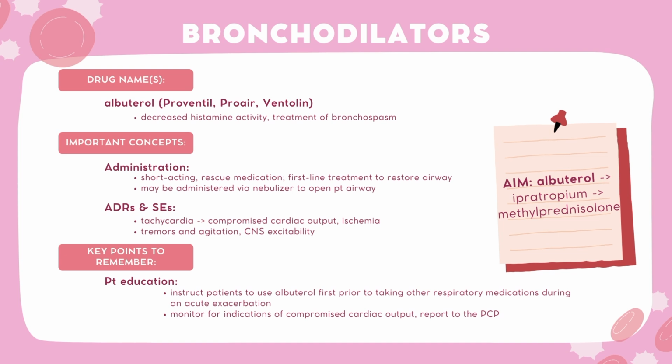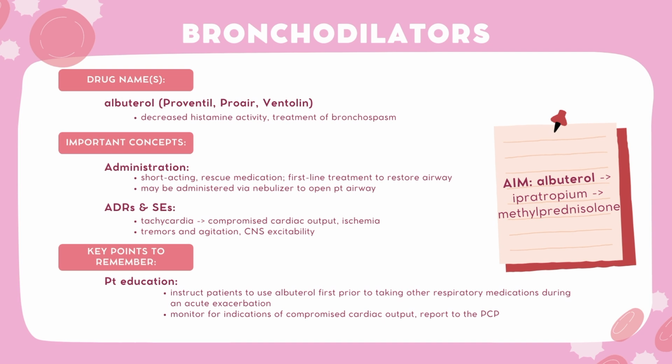However, as a beta agonist, the heart rate may increase and patients may exhibit tachycardia, tremors, and agitation due to increased systemic stimulation. While this is expected, be sure to monitor for indications of a compromised cardiac output, such as reports of shortness of breath and chest pain. When treating acute exacerbations, this rapid-acting rescue drug should be used first in order to open the airway to allow for other inhaled medications to reach the site of action.